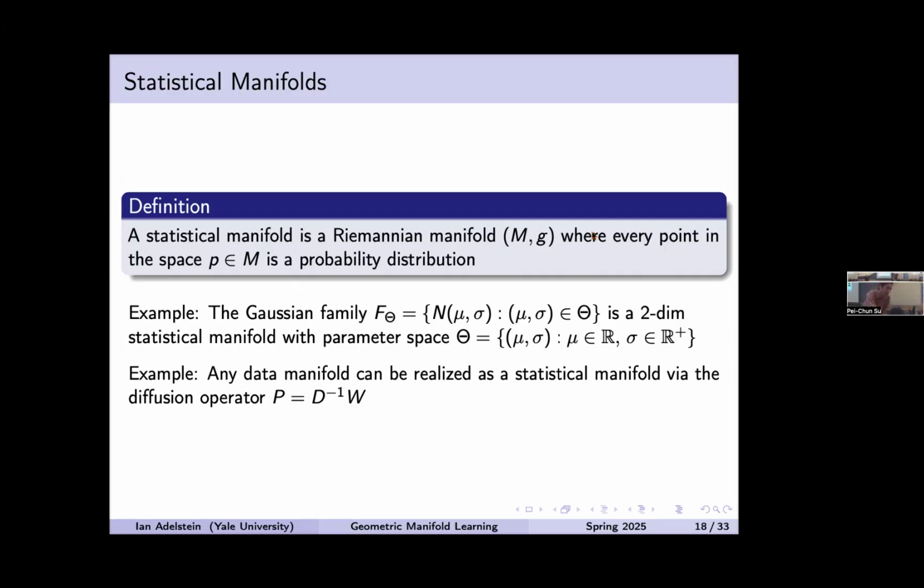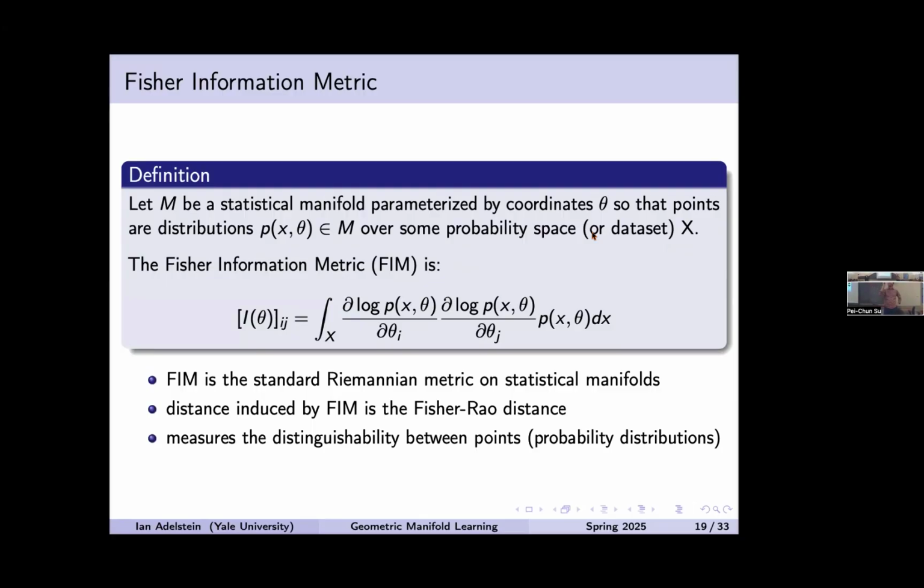And it turns out that anytime you have a statistical manifold, there's a standard Riemannian metric to put on it. It's called the Fisher information metric. So here it is. I'm defining it to you in coordinates. This is what the ij entry of the metric looks like. This is the standard Riemannian metric on statistical manifolds. The distance it induces, if I use this metric to compute a distance, is called the Fisher-Rao distance. And the Fisher-Rao distance measures the distinguishability between two points, or really between two probability distributions, in an inference sense. So let me give you an example.